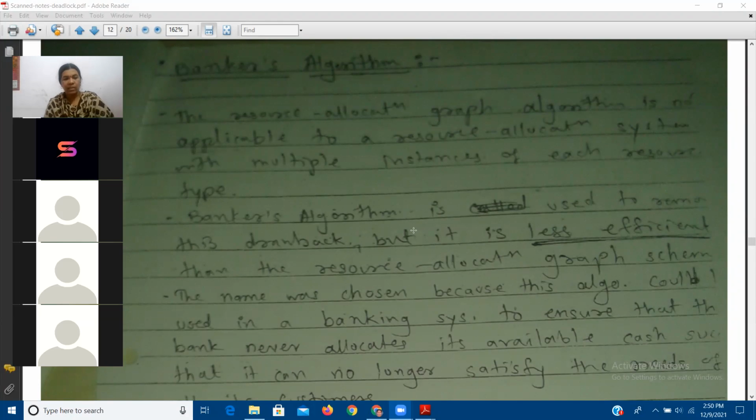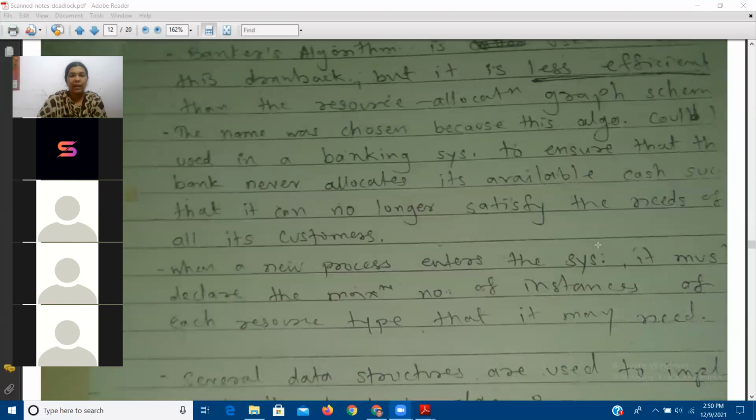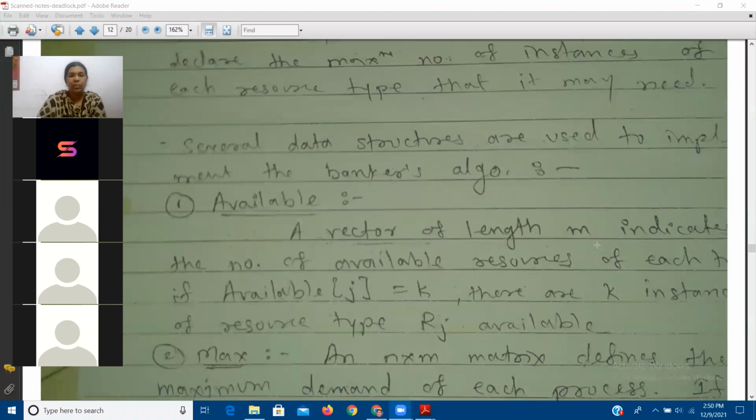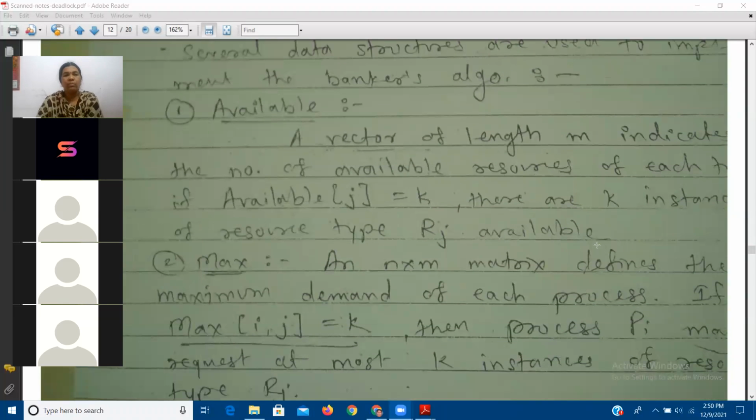And why is the name given as Banker's algorithm? Because mostly it is applicable in the case of a bank. That's why it is called Banker's algorithm. So this Banker's algorithm takes the help of 4 data structures. You can just note it down. The first data structure is Available. Available of J is equal to K, meaning K instances of resource type J are available.